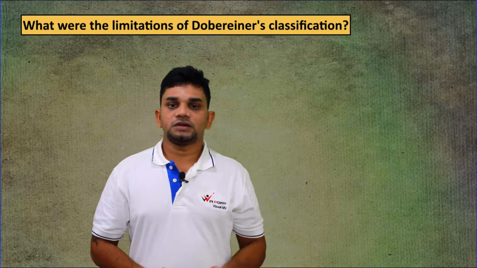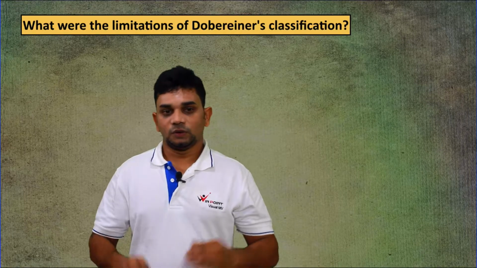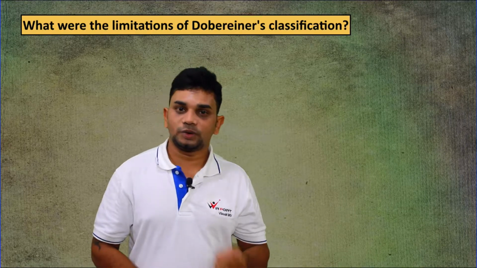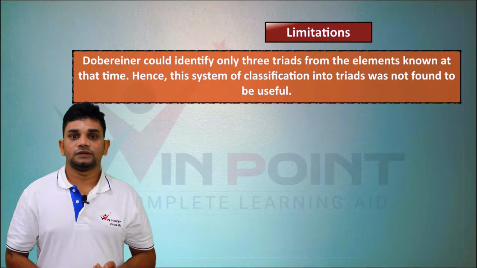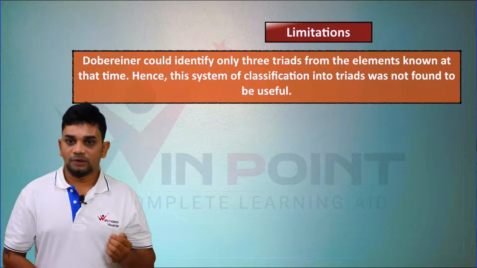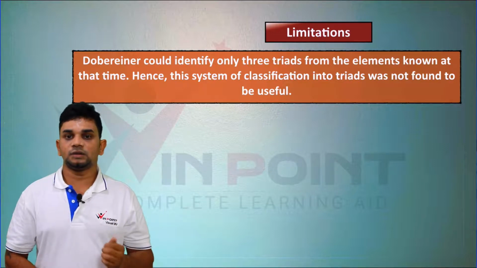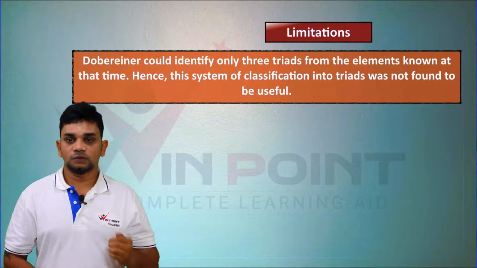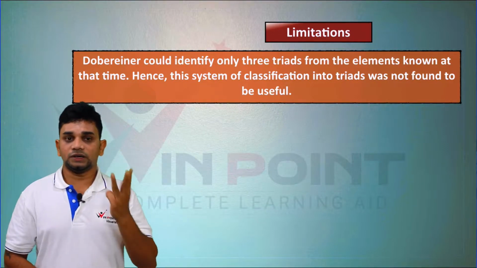What were the limitations of Dobereiner's classification? We already discussed limitations of Dobereiner's classification. Limitations. Dobereiner could identify only 3 triads from the elements known at that time. Hence, this system of classification into triads was not found to be useful. Only 3 triads were there.